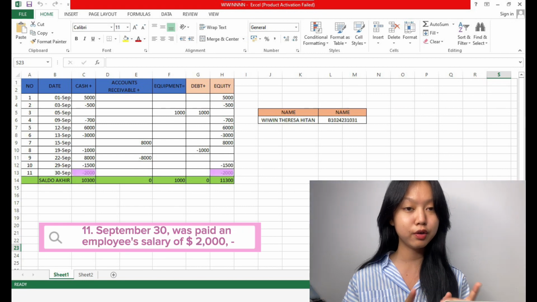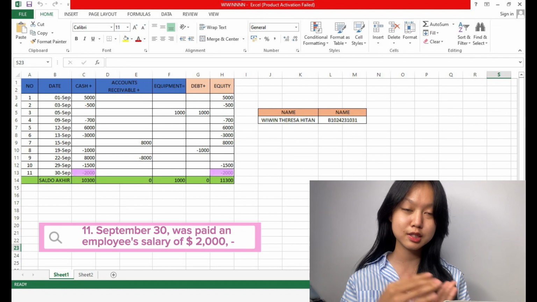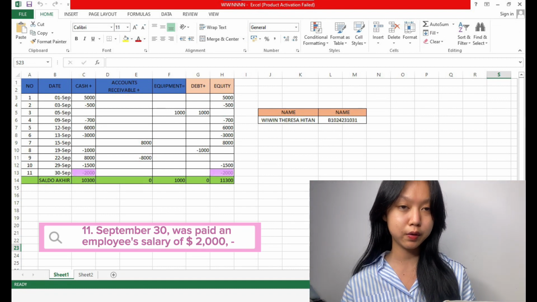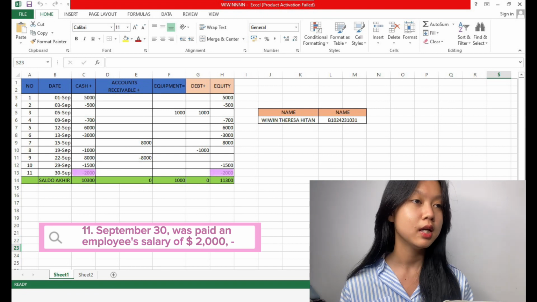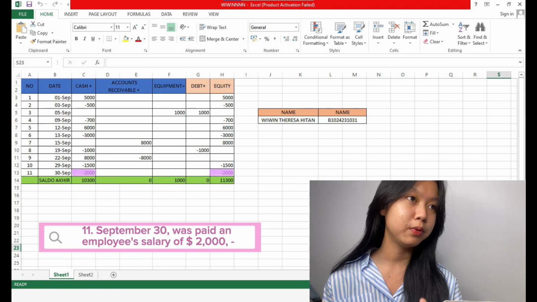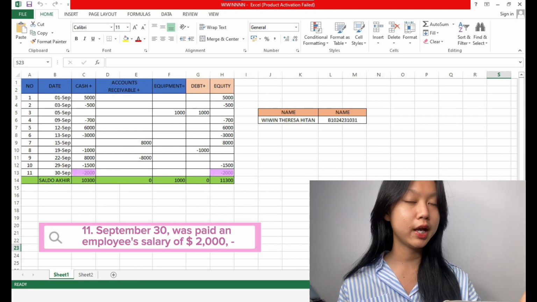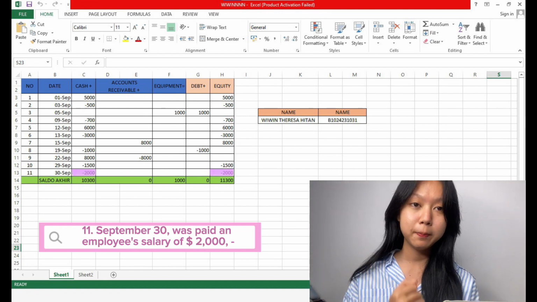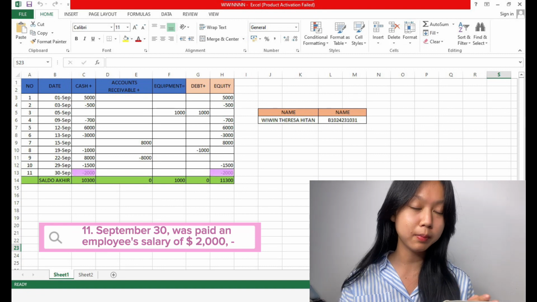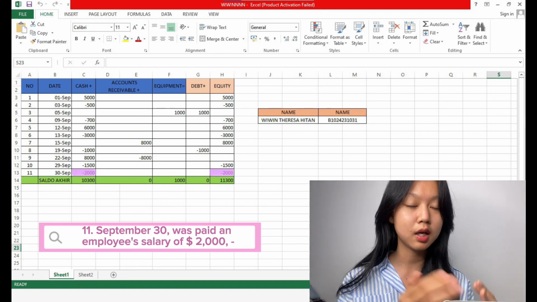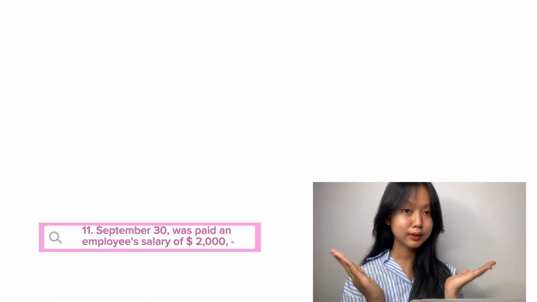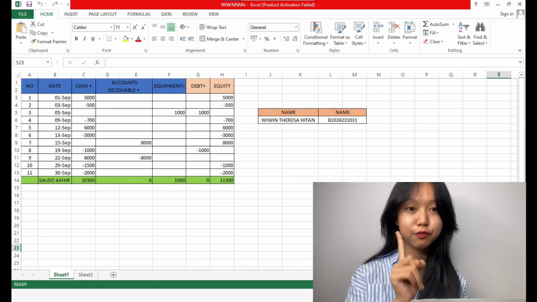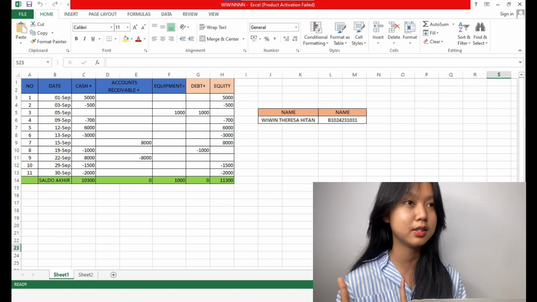And finally, for the last accounting transaction, which is on September 13, there was an employee salary paid of $2,000. So on the table, we put the nominal on the cash and equity. But there was a minus because we paid the employees, so it will automatically reduce the cash and also the equity. So everyone, I already counted all the nominals in the table from the first transaction to the 11th transaction.